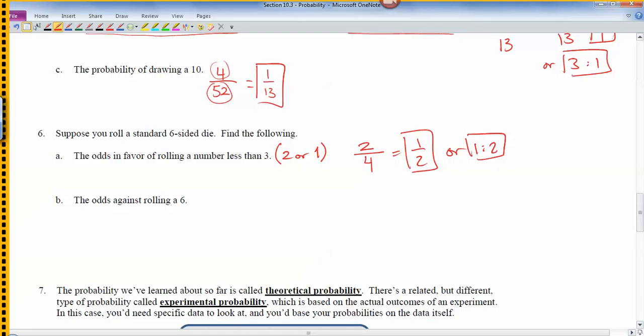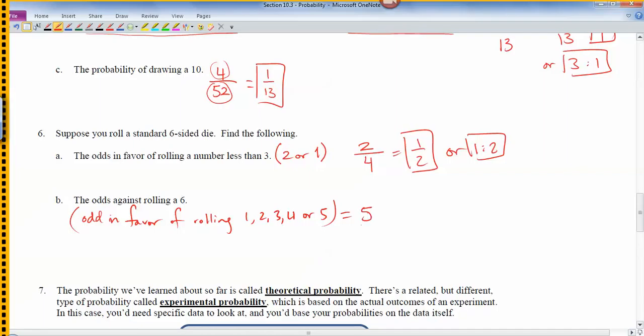And what are the odds against rolling a 6 really means the odds in favor of rolling a 1, 2, 3, 4, or 5. Well, the odds of rolling a 1, 2, 3, 4, or 5, that's 5 outcomes that are good over 1 outcome that's bad. So that's going to be 5 to 1. So you can write it as 5 over 1 or 5 to 1, like that.